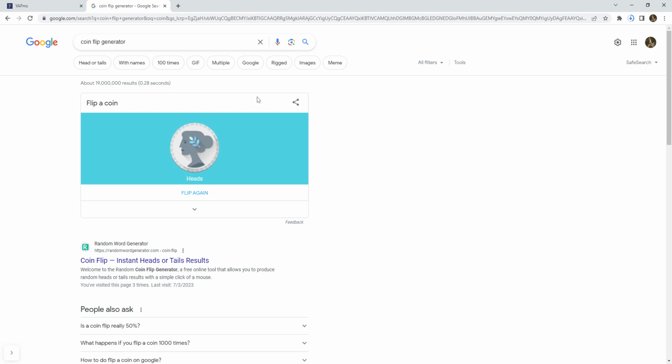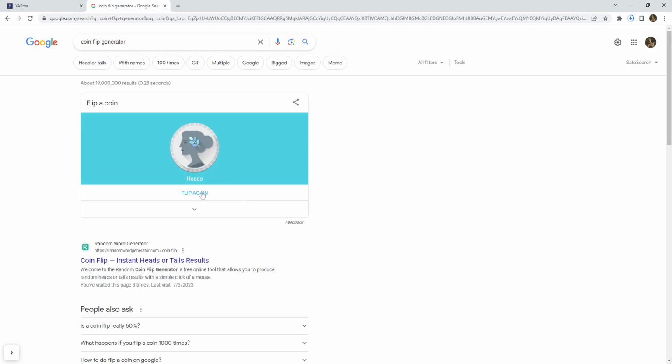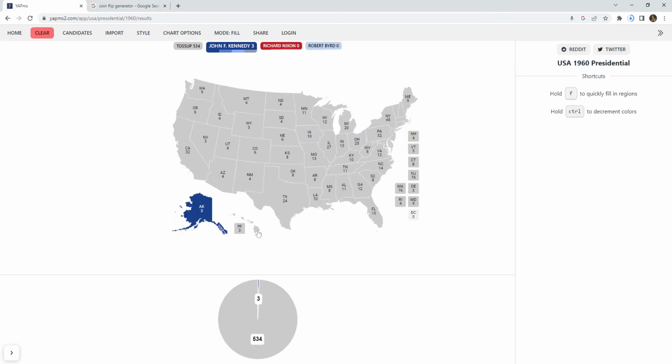But anyway, Kennedy is going to be heads in this one since he won the actual election, and Nixon's going to be tails. So let's flip and see who gets the first state, which is going to be Alaska. And it's going to be John F. Kennedy. Next state is Hawaii. Let's see who gets the 3 votes out of that. I will also go for Kennedy.